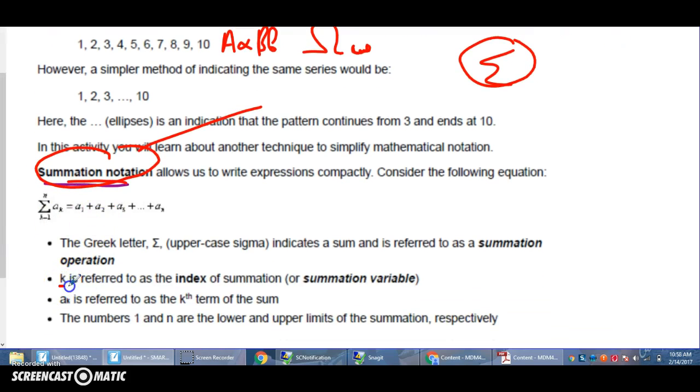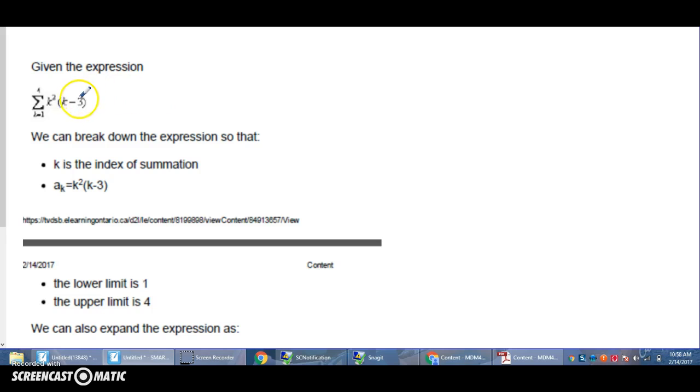So this is the index. K is going to be your index. We just use a random letter, and we go from the lower boundary to the upper boundary, or the lower limit to the upper limit. That's all confusing, so let's use an easier example than the one they show you. We'll rewrite this like this: the sum from k equals 1 to 4 of k squared.